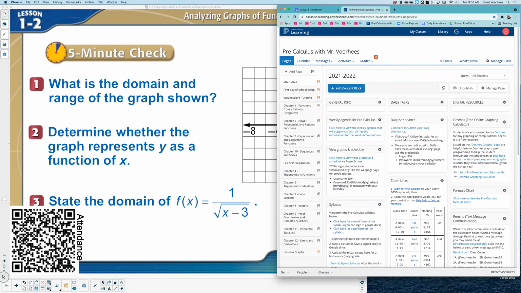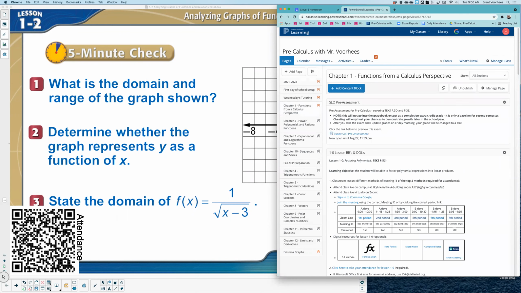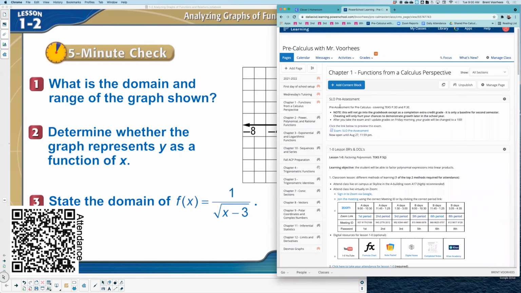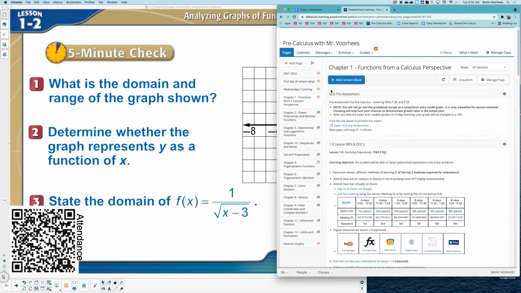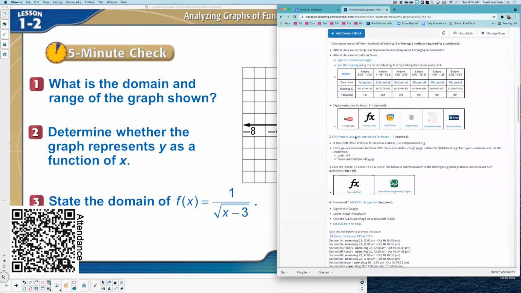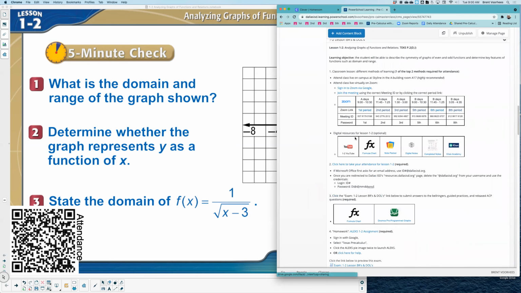Now, I mentioned this is lesson 1-2. So what does that mean? Go to chapter one, and this will be what normally would be the second lesson. For chapter one, we have a review lesson that starts at the top, and we'll end with the SLO. I'll walk you through those in a second, but I just want to scroll down to lesson 1-2 and draw your attention to everything you need here.